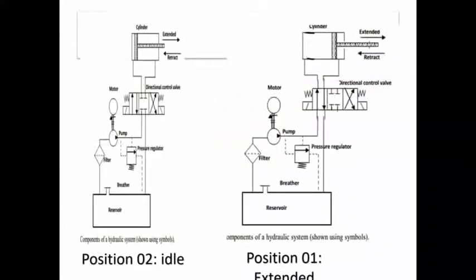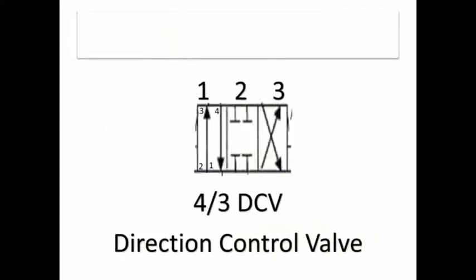So according to this direction control valve, this is the simple diagram of a direction control valve. This is a 4/3 direction control valve. What is 4 and what is 3? 4 is the number of ways or number of ports, and 3 is the number of positions. You can see here this is one position, this is the second position, and this is the third position.